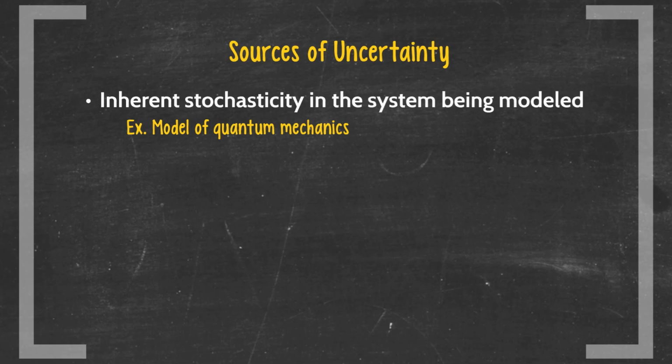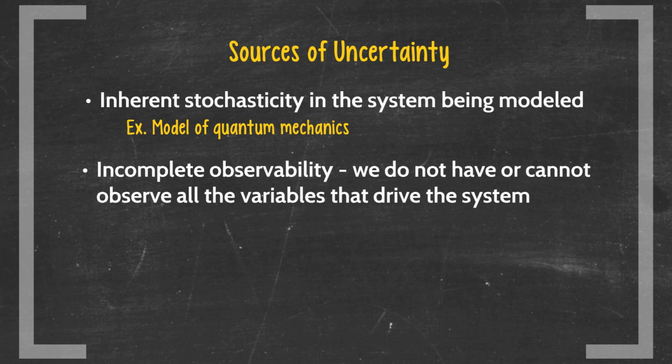The second reason that we could have uncertainty is because of an incomplete observability. And this, I would say, is the primary source of uncertainty in artificial intelligence. We do not have or cannot observe all the variables that drive the system. If you think about machine learning in general, oftentimes, let's say we're doing a computer vision application, we have 1,000 example images. And these 1,000 example images are supposed to be representative of the entire possible sample or distribution of images out there. So that would be an example of not having all of the variables. And this comes up all the time.